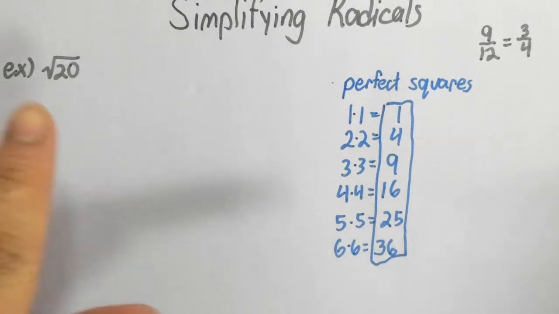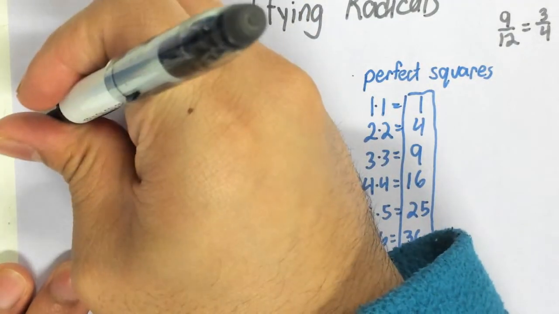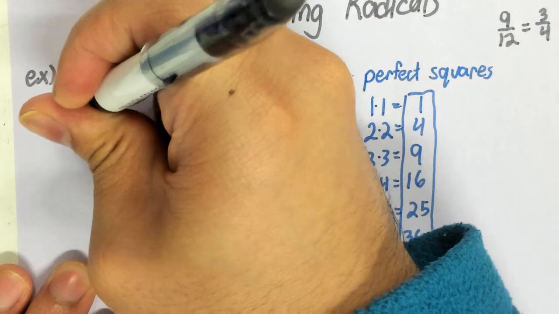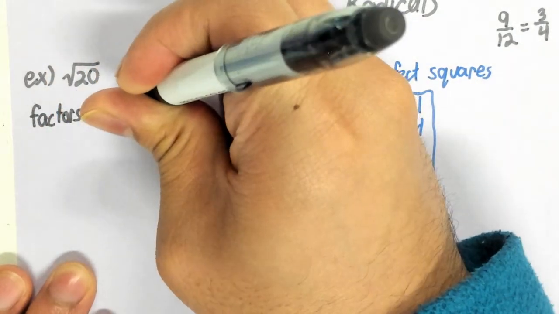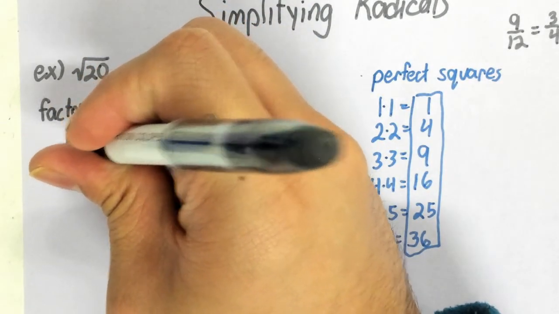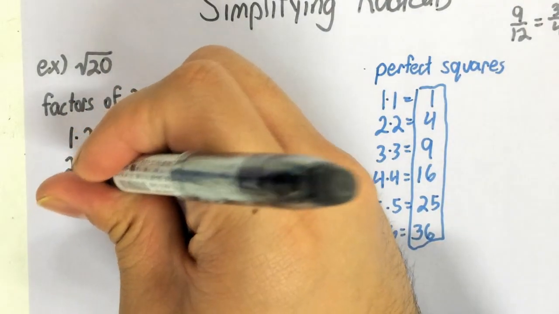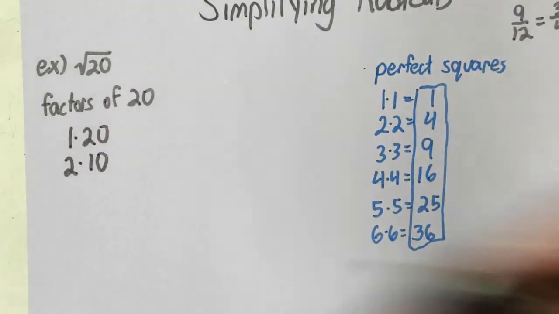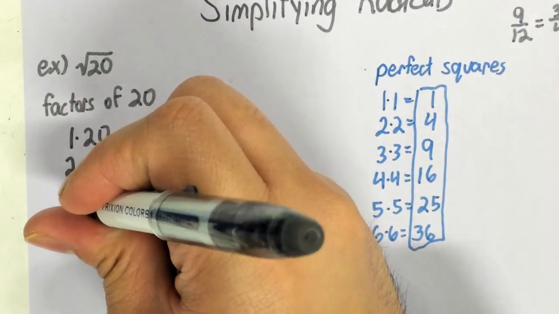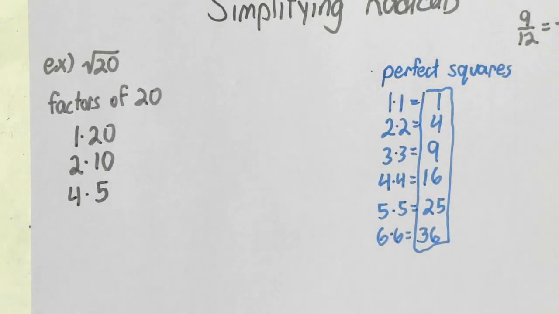Here we go. So first we want to pick factors of that number. Factors of 20. What times what gets me 20? So some of our choices include 1 times 20 gets me 20, or 2 times 10 gets me 20, or 4 times 5 gets me 20. These are my 3 choices.